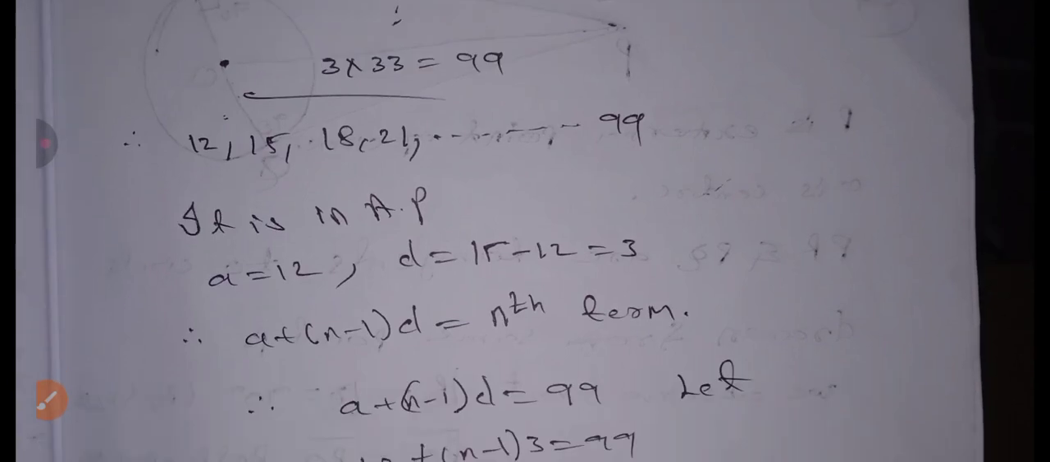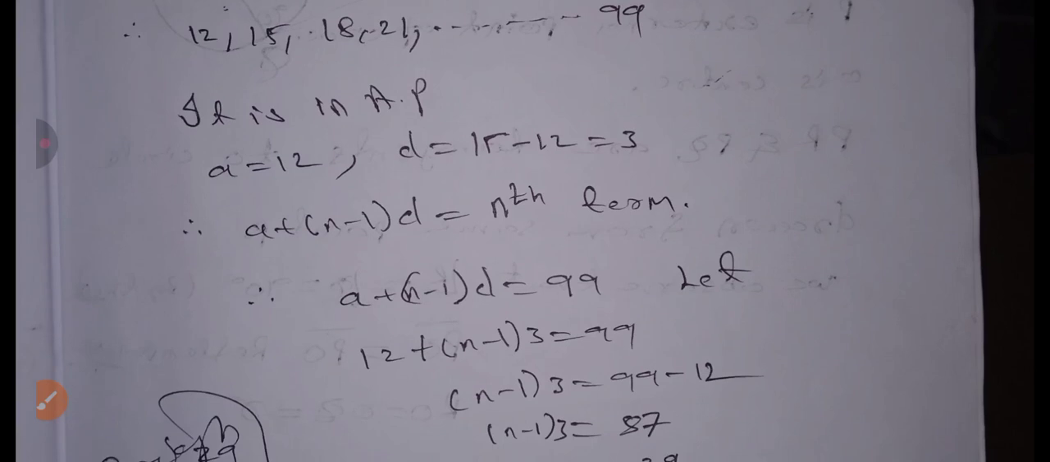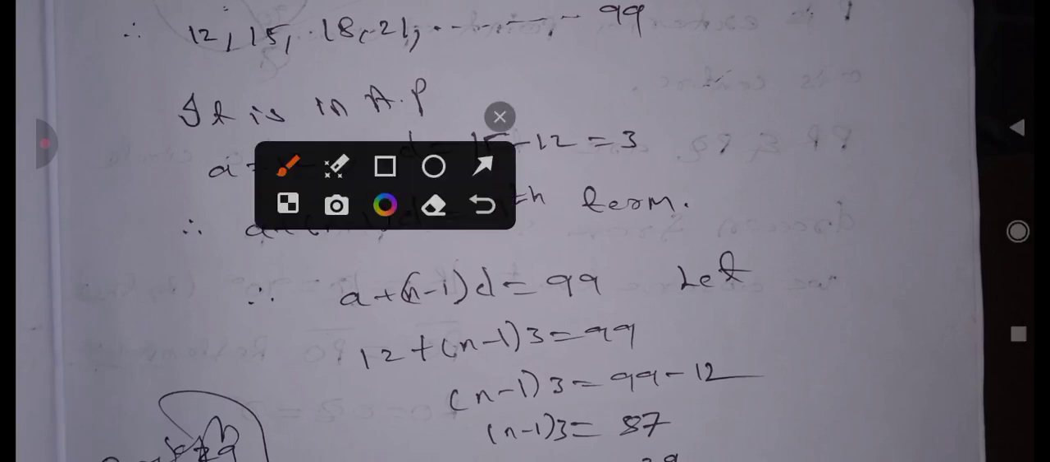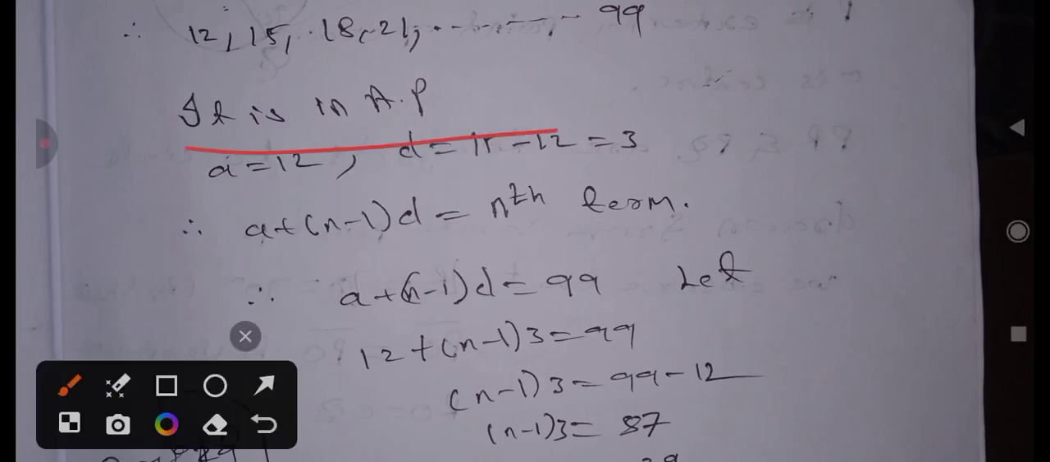Therefore, the numbers are 12, 15, 18, 21 and so on up to 99. It is in AP. The series, or sequence, is in AP. Therefore, A is equal to 12, D is equal to 15 minus 12, which is equal to 3.